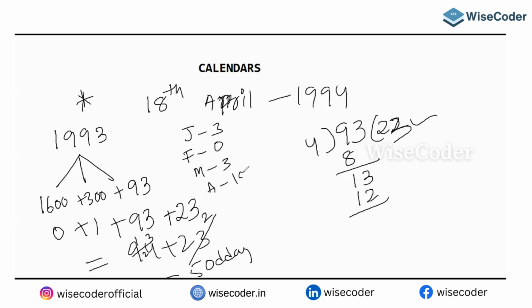In April, which day you want? 18. Okay, so multiples of 7 remove. So you will get what? 4. Okay, 3 plus 4, 7. Again, you are left with what here? 3. So here you got 3 odd days.